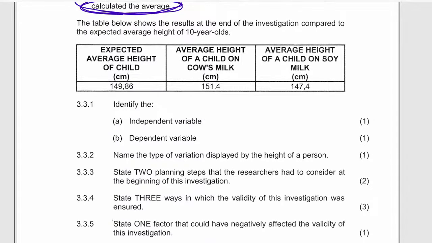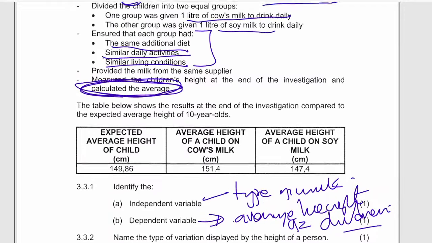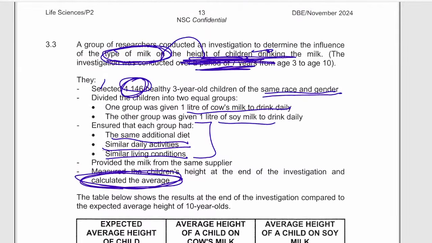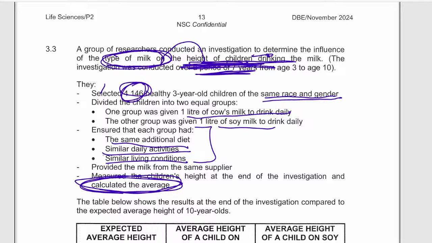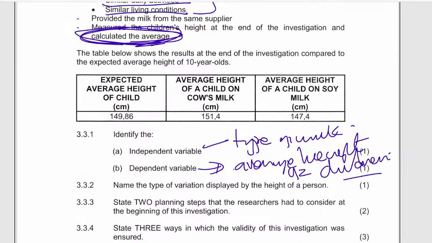So the independent variable here is going to be the type of milk given to the child, and the dependent variable will be the height of the child, or the average height, because they're children. The height of the children is not one child, so because they say the average, it is the average height of children. Now someone is going to ask me, what if I wrote the height of children? I don't know. It looks to be also correct.